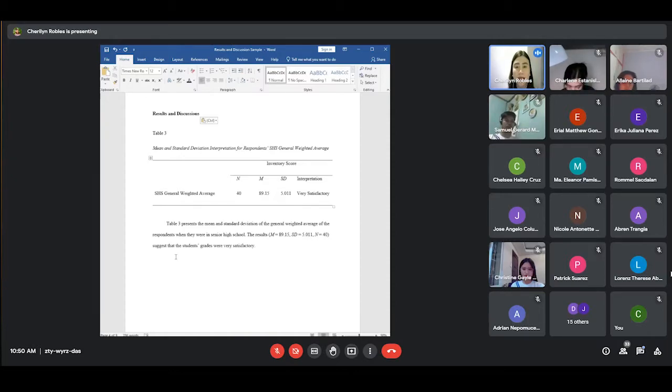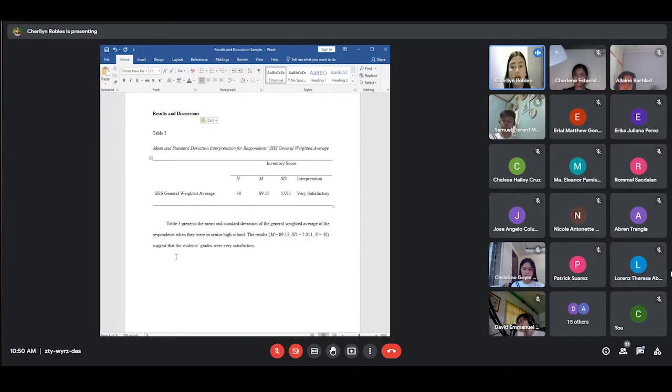Because, isn't it, guys? Our main goal in our research is for us to answer our specific problems. And we can answer it in chapter 4. In chapter 4, we will present the data that we have collected from our respondents. There is already a table that contains the numbers, contains their answers, contains all the data that you have collected from the respondents.